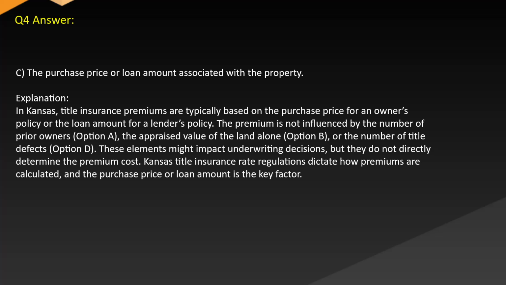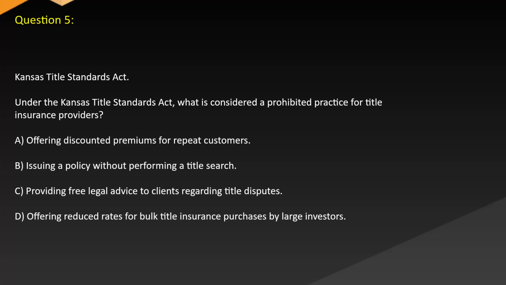Kansas title insurance rate regulations dictate how premiums are calculated, and the purchase price or loan amount is the key factor. Question 5. Kansas Title Standards Act. Under the Kansas Title Standards Act, what is considered a prohibited practice for title insurance providers? A. Offering discounted premiums for repeat customers. B. Issuing a policy without performing a title search. C. Providing free legal advice to clients regarding title disputes. D. Offering reduced rates for bulk title insurance purchases by large investors.